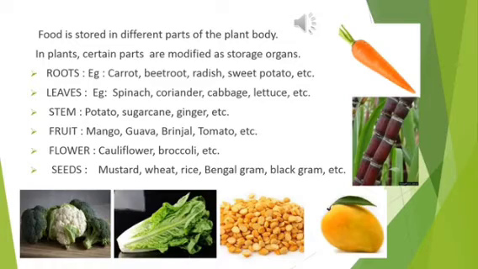Leaves. Example: spinach, coriander, cabbage, lettuce, etc. Stem. Example: potato, sugarcane, ginger, etc. So potato is nothing but the modified part of stem. Sugarcane and ginger also, when we are eating them, it is the stem part of the plant.